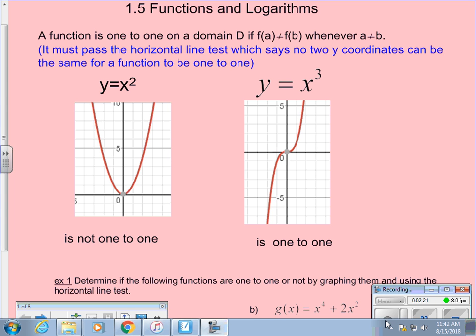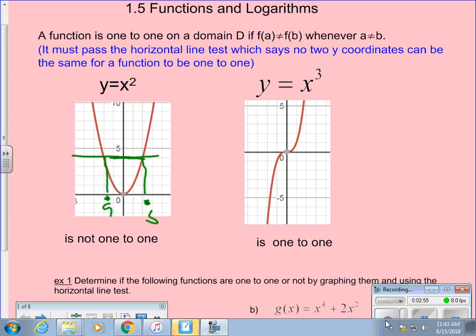The horizontal line test is the easiest way to look at a graph and tell whether it's 1-to-1, and it also explains it quite well. If I pass a horizontal line through this graph, I have two x coordinates, this one here and this one here, A and B, that have the same y coordinate. It's not 1-to-1. Two x coordinates have the same y coordinate. It fails the horizontal line test.